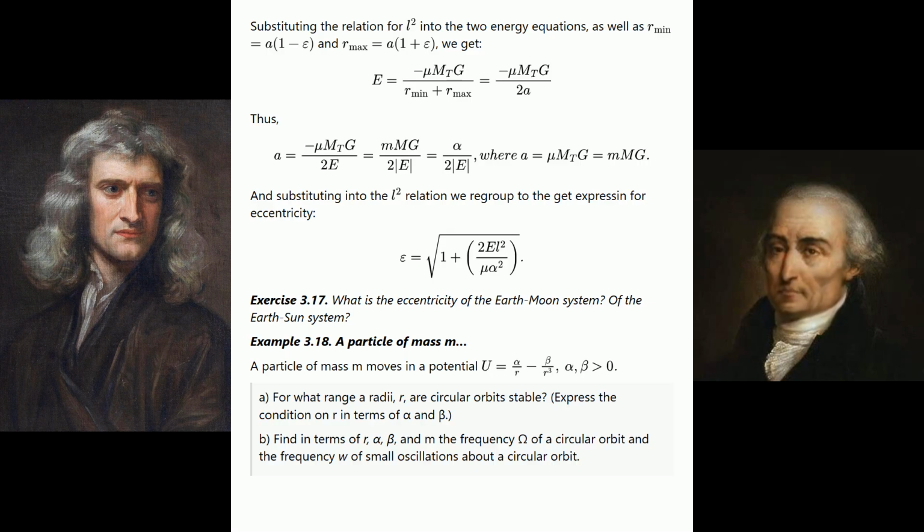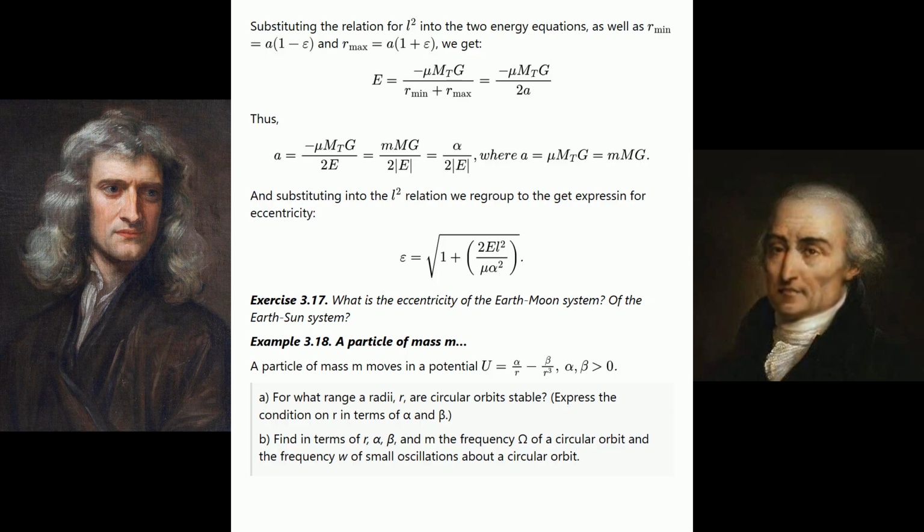Thus, see the next equation. And substituting into the L squared relation we regroup to get the expression for eccentricity: epsilon equals the square root of 1 plus 2 E L squared over mu alpha squared. Exercise 3.17. What is the eccentricity of the Earth-Moon system? Of the Earth-Sun system?